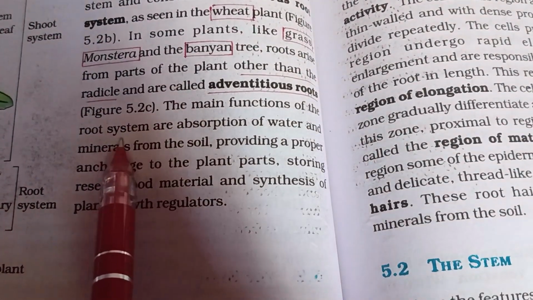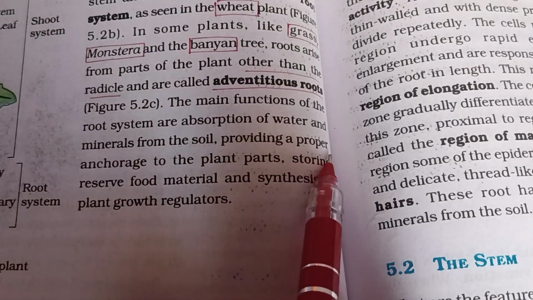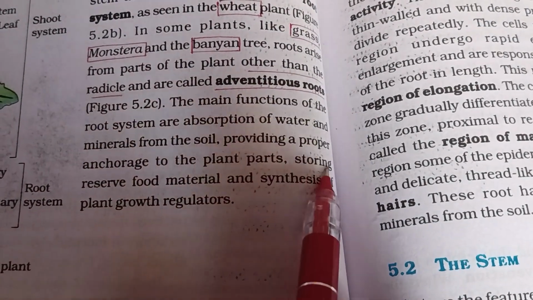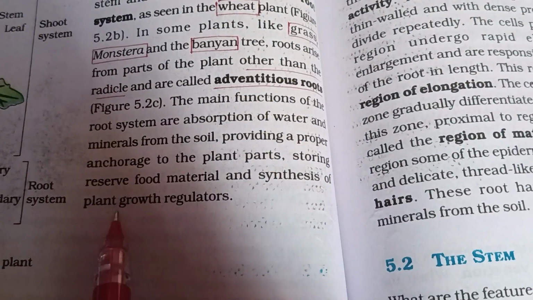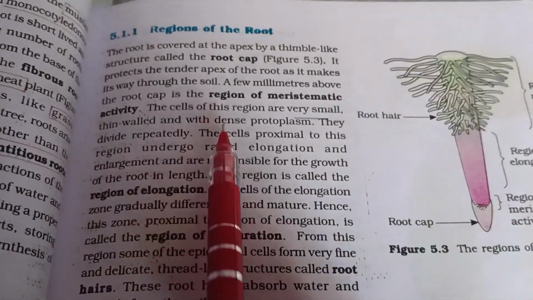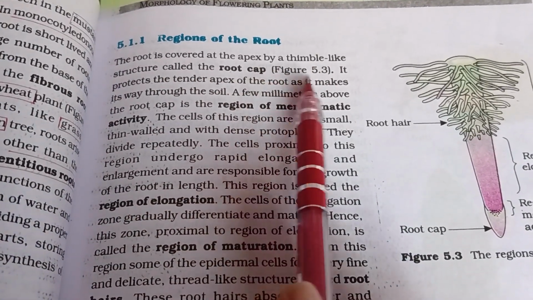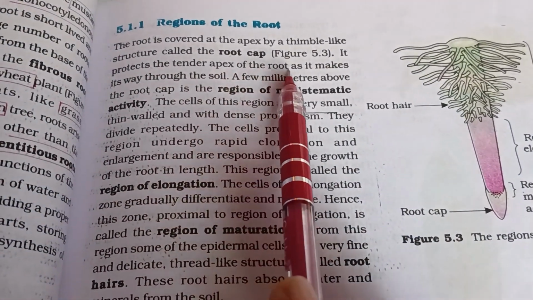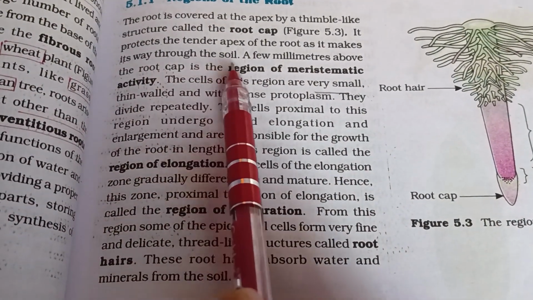The main functions of the root system are absorption of water and minerals from the soil, providing proper anchorage to the plant parts, storing reserve food materials, and synthesis of plant growth regulators. Now, regions of the root. The root is covered at the apex by a thimble-like structure called the root cap. It protects the tender apex of the root as it makes its way through the soil.